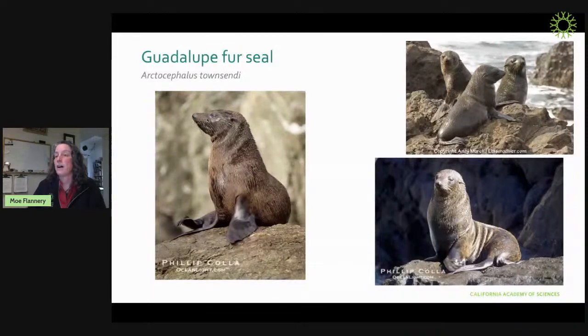And they have dark brown fur with buffy underparts. Their head is more long and pointed compared to the northern fur seal, which had a football-shaped head, kind of short and stout. The Guadalupe fur seal head is more pointed. And they have that long, pointy nose that sometimes looks like it's turned up.